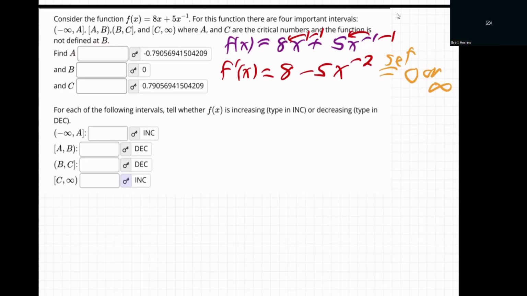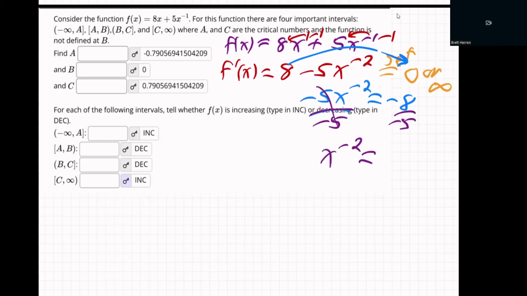And I can tell you right now, well, let's solve it. How about I don't tell you right now? Yeah, let's solve it. Move the 8 to the other side. We get minus 5x to the minus 2 is minus 8. We divide by minus 5 on both sides. Boom. So we get x to the minus 2 is 8 fifths.